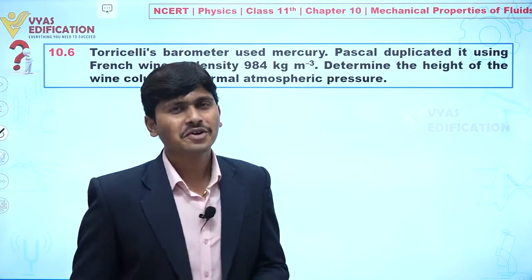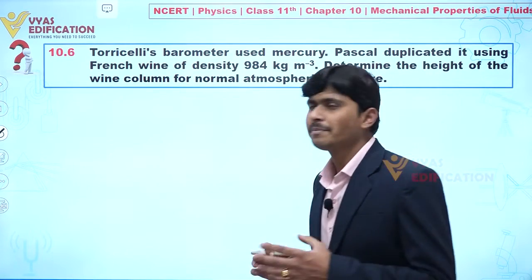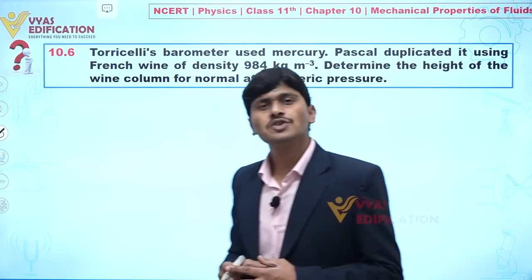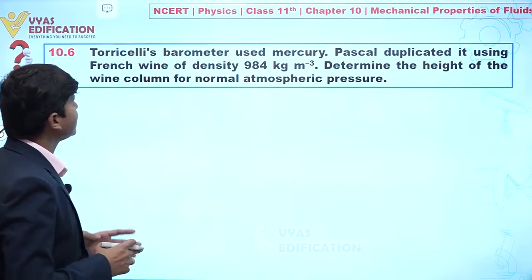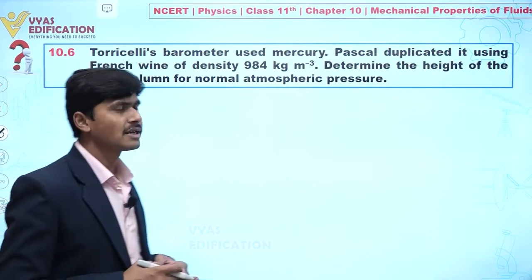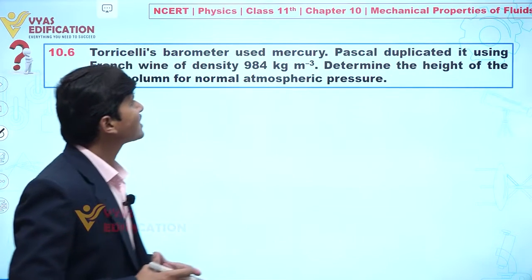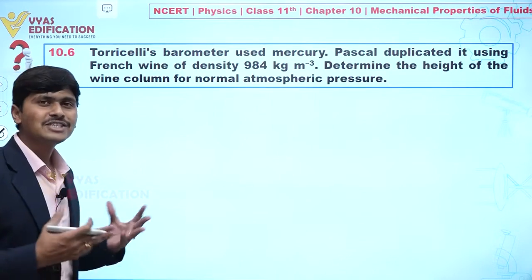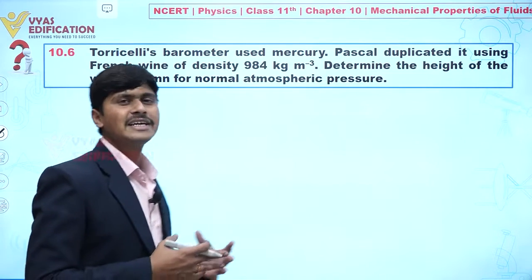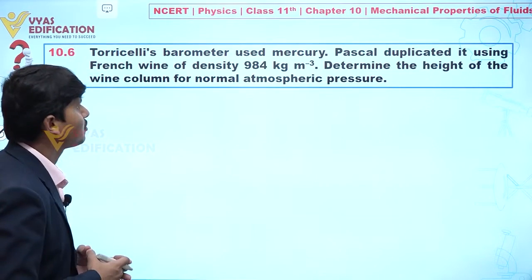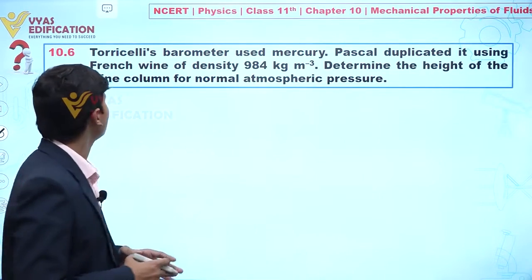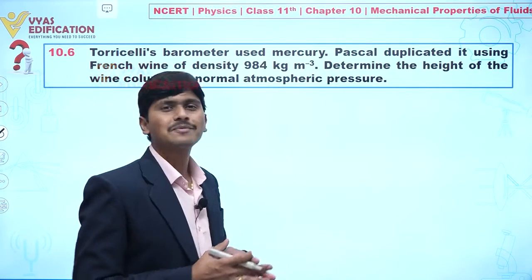Now dear student, we are going to discuss question number 10.6, and in this question it is given to you: Torricelli's barometer used mercury. Fine. Pascal duplicated it using a French wine of density 984 kg per meter cube. Fine. Determine the height of wine column for normal atmospheric pressure.